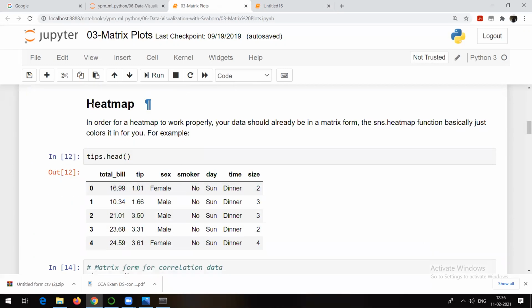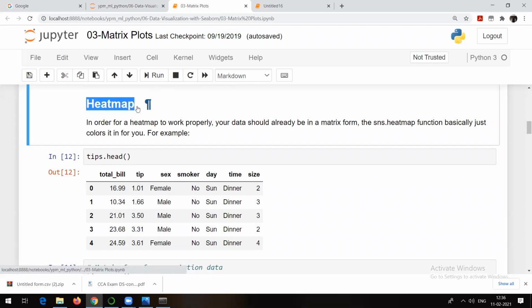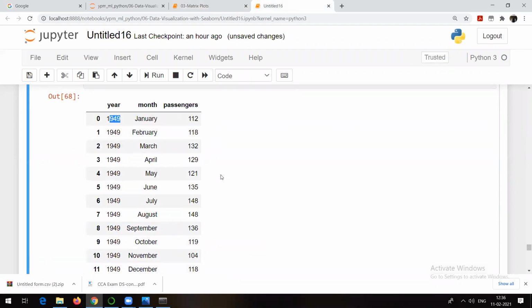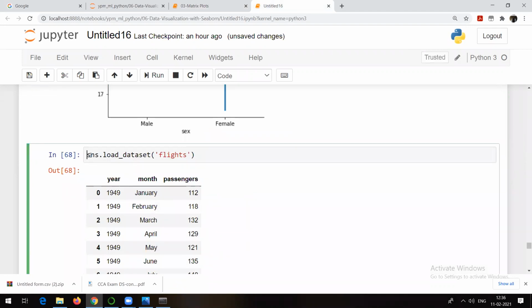Let's try to talk about the first matrix plot, and that is nothing but heat map. Okay, so heat map is very, very important. Heat map helps you to see the correlation between the columns present in the data set. Suppose if you want to check, what I will do here is I will just try to create a variable called flights. flights is equal to this one.